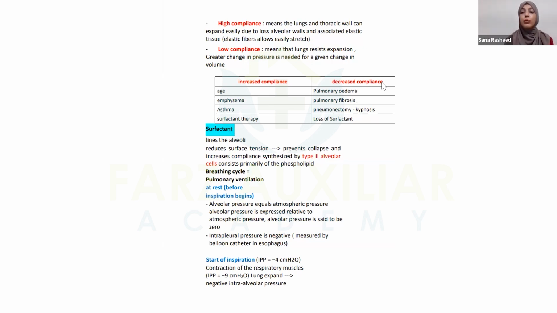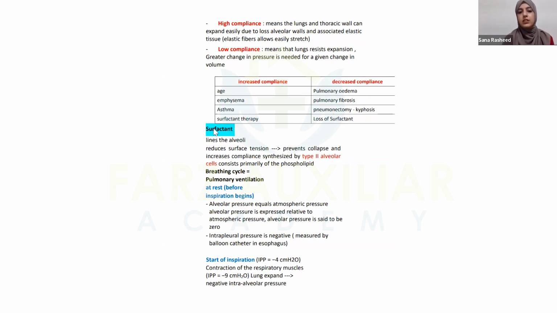On the contrary, there are other conditions that decrease the compliance of lungs, such as pulmonary edema. In pulmonary edema, fluid fills the alveolar spaces. Alveoli are not supposed to contain fluid. They are supposed to have gas in them, the oxygen and the carbon dioxide, because it is a place where gaseous exchange takes place. If they get filled with fluid, the lung compliance is going to go low. Similarly, with pulmonary fibrosis, pneumonectomy or loss of surfactant, the lung compliance decreases.